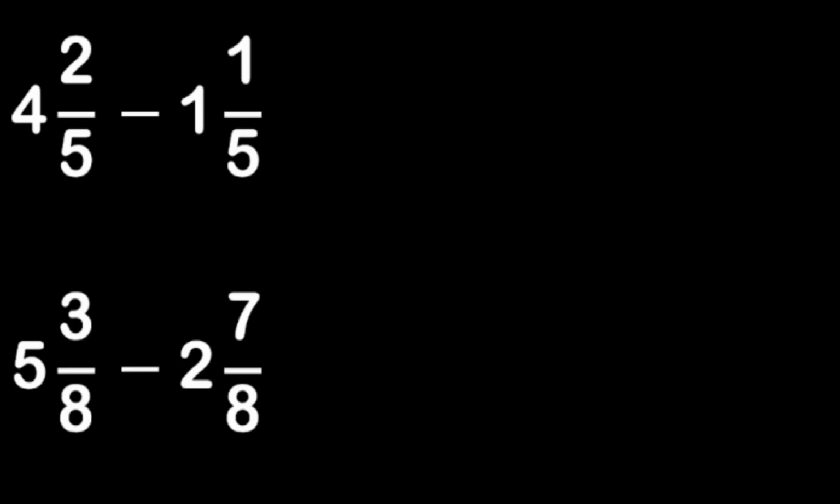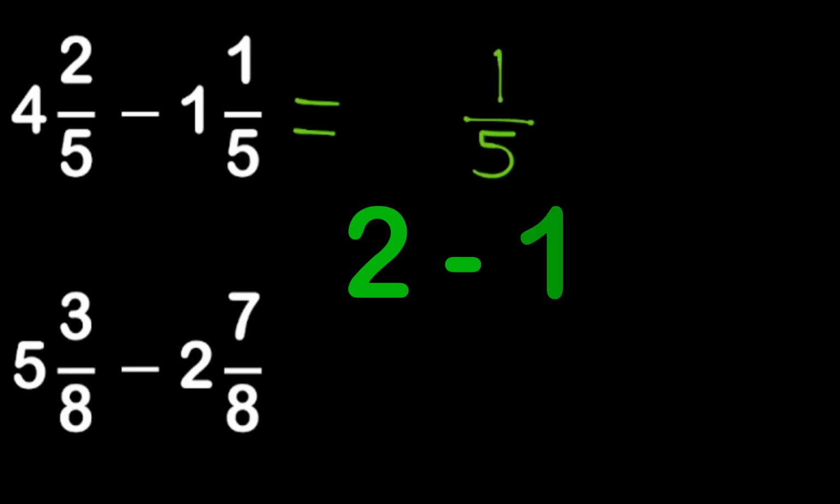Okay, now we have two more examples, but this time both of them are mixed fractions. So let's take a look. So we need to keep the original denominator since they're both the same, which is 5. 2 minus 1 is 1. And now we subtract the whole numbers. 4 minus 1 is 3.